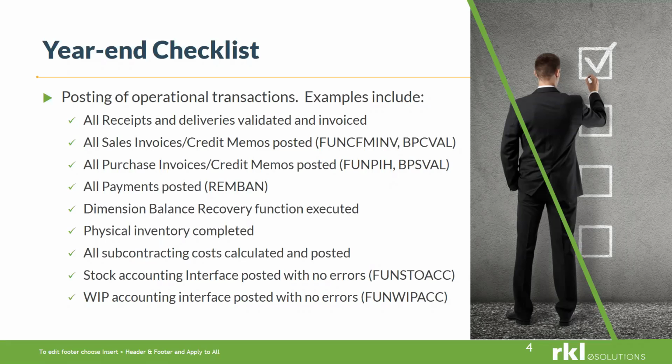If you're a manufacturer or distributor, you'll want to make sure that you've done your physical inventory. If you have subcontracting, you'll want to make sure that those subcontracting costs have been calculated and posted. And you want to make sure that the stock accounting interface and the WIP accounting interface have both been posted and do not generate any errors.